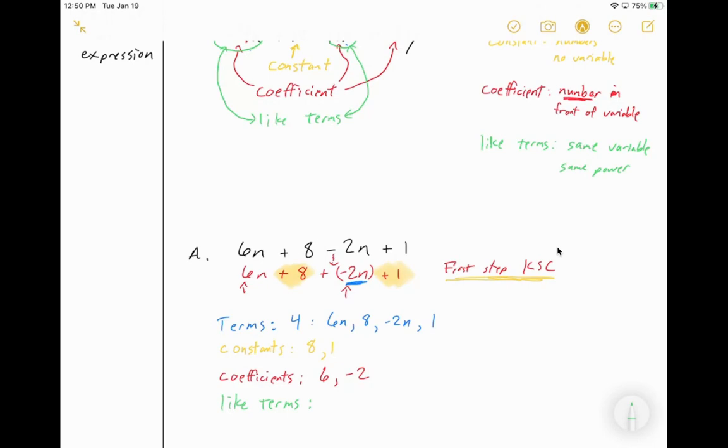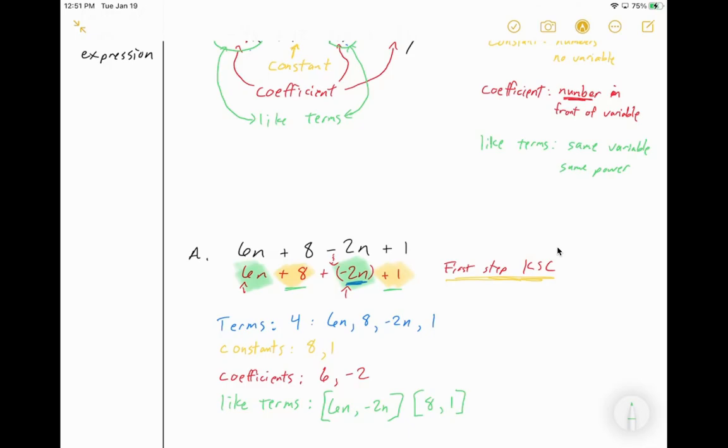Okay. First of all, we have 6n and -2n. Those are the same, right? They both have just an n. So we've got one set, which is 6n and -2n. This is one example of like terms. The other example is already highlighted for you, which is 8 and 1. Those are like terms, right? They don't have variables. Constants are always like terms with other constants. You can still combine those. So 8 and 1 are also like terms.